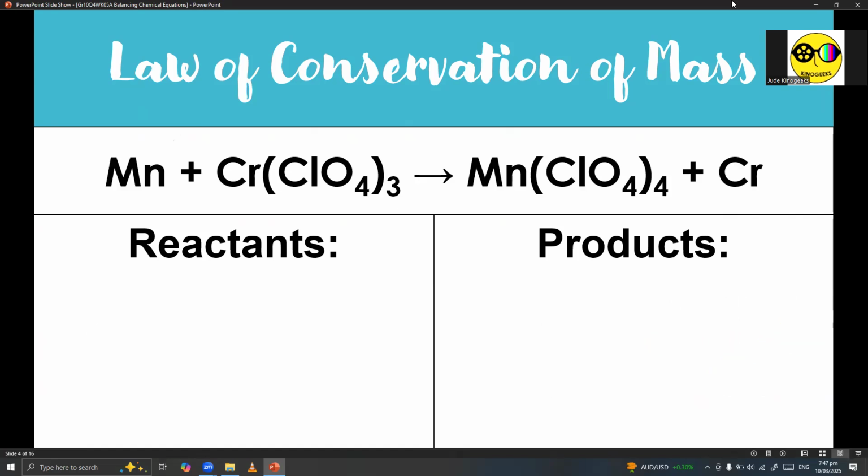Next, we have Mn plus Cr(ClO4)3 producing Mn(ClO4)4 plus Cr. So don't be bothered by the parentheses, no? Let's start with the elements that do not have the parentheses. We have Mn, so each side has one manganese atom. And the same is also true for chromium. Each side of the equation has one chromium atom each.